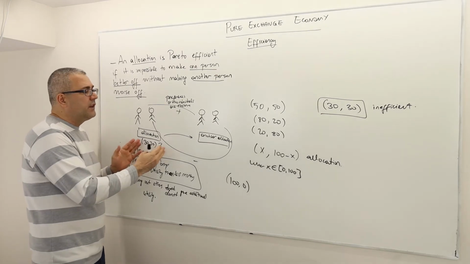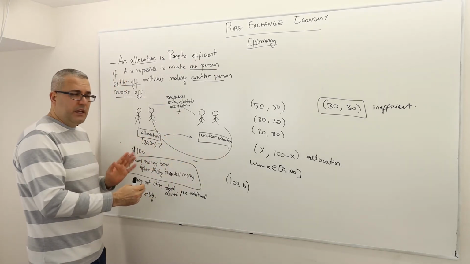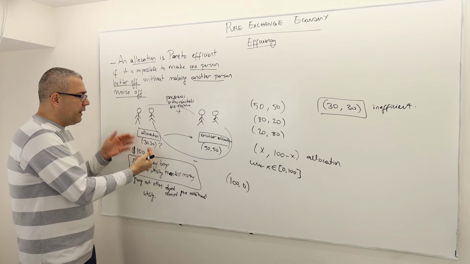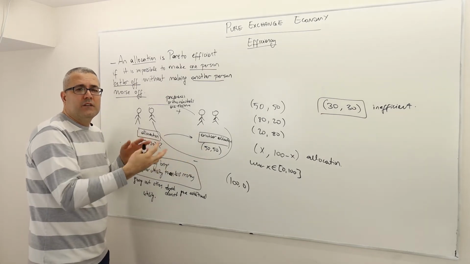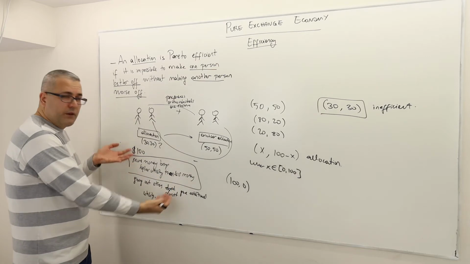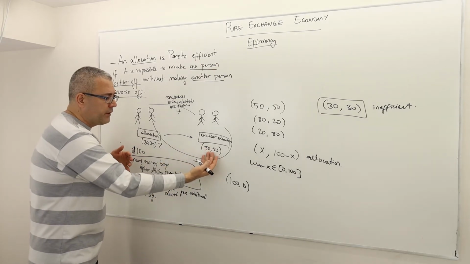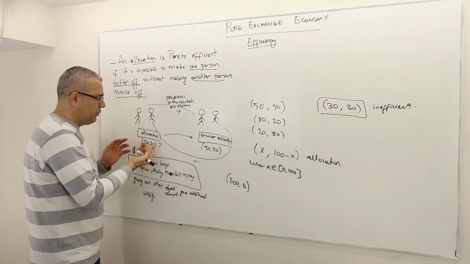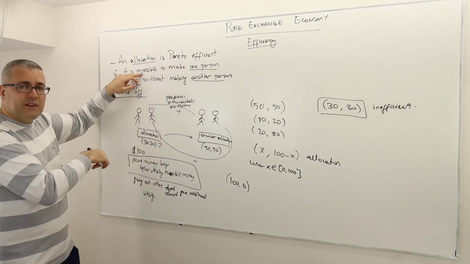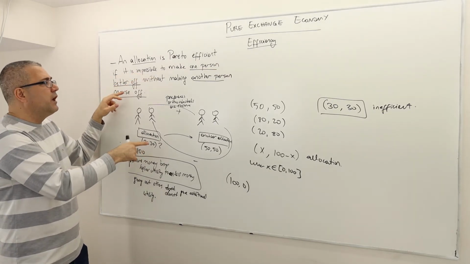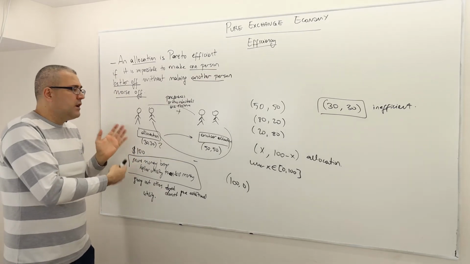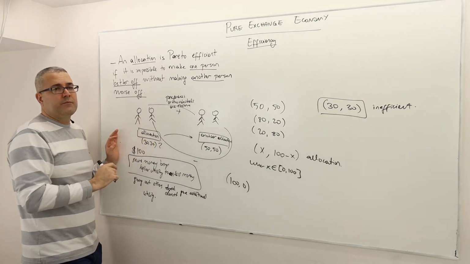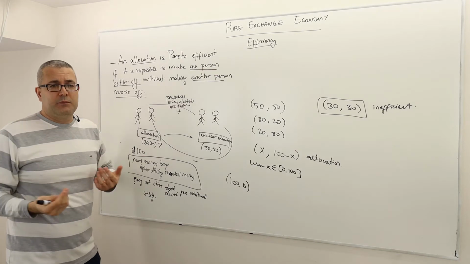Why? Because there is another allocation, meaning another split of the $100, for example 50-50, where both Anita and Bob get a higher amount of money. According to their preferences, they both prefer this allocation over this allocation, that's the key thing. So it is possible to make one person better off without making another person worse off here. Therefore, this allocation is inefficient for these two guys. What is special about 30-30? Nothing is special about 30-30.